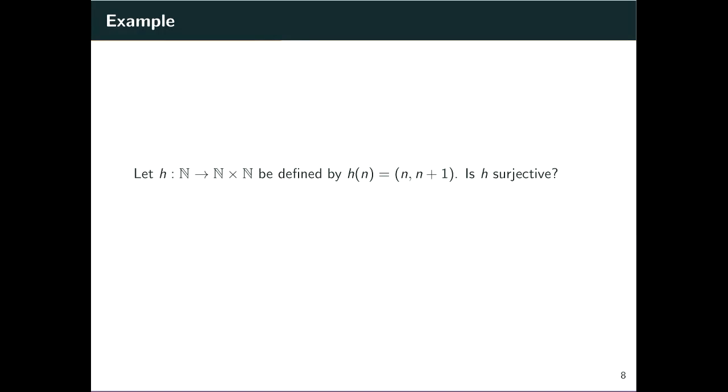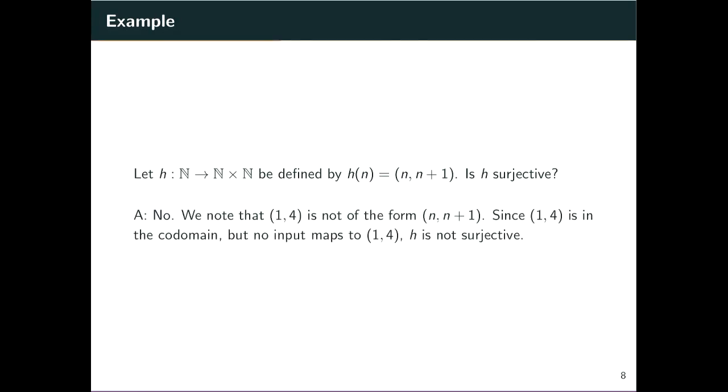Okay, so let's do an example on proving a function is surjective. So we've got a function h from the natural numbers to the Cartesian product of the natural numbers with itself, and we're going to define it by n goes to (n, n+1). And the question is, is h surjective? And the answer is no. And so the way that you prove something's not surjective is you give an example inside this set which doesn't get mapped to.